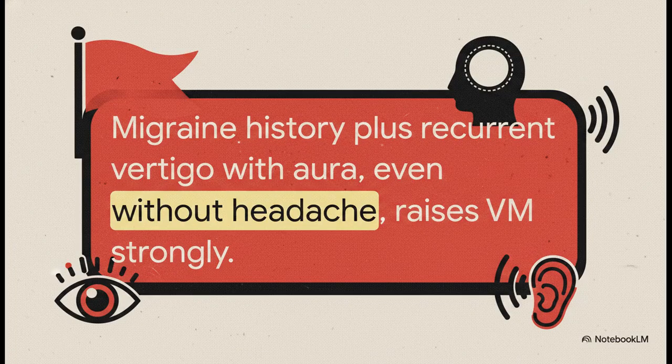If you have a patient with a prior migraine history, plus stereotyped recurrent vertigo, and they've got photophobia, phonophobia, or a visual aura, even if there's absolutely zero head pain, that specific combination should push vestibular migraine straight to the very top of your differential list. Seriously, do not let the lack of a headache throw you off the trail.